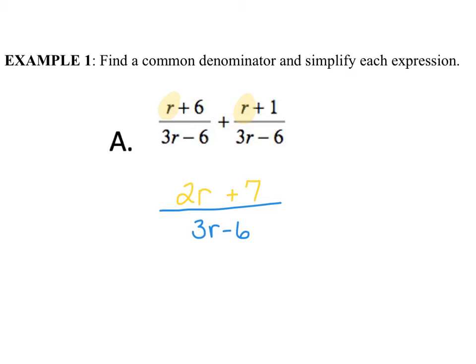One of the things you always want to do is check to see if this can be reduced further. Where the denominator does factor into 3 times r minus 2, this does not assist me in canceling any common factors. Please remember to only cancel factors, never terms. So this is my simplified answer.